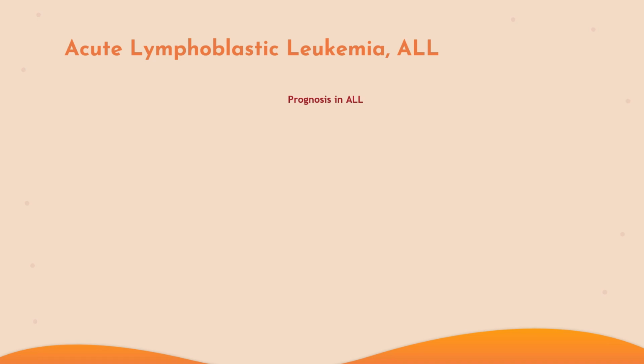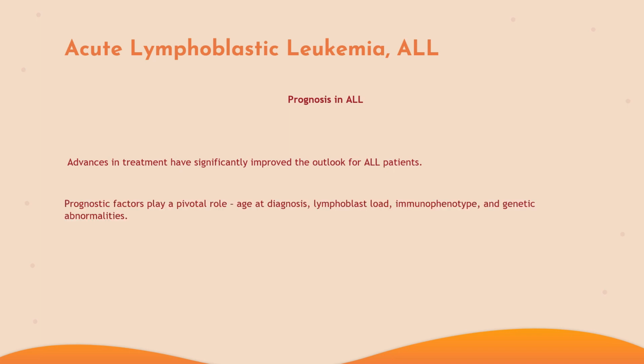Now, let's shift our focus to the prognosis of ALL. Advances in treatment have significantly improved the outlook for ALL patients. Prognostic factors play a pivotal role: age at diagnosis, lymphoblast load, immunophenotype, and genetic abnormalities. Interestingly, children tend to have better outcomes than infants or teenagers.